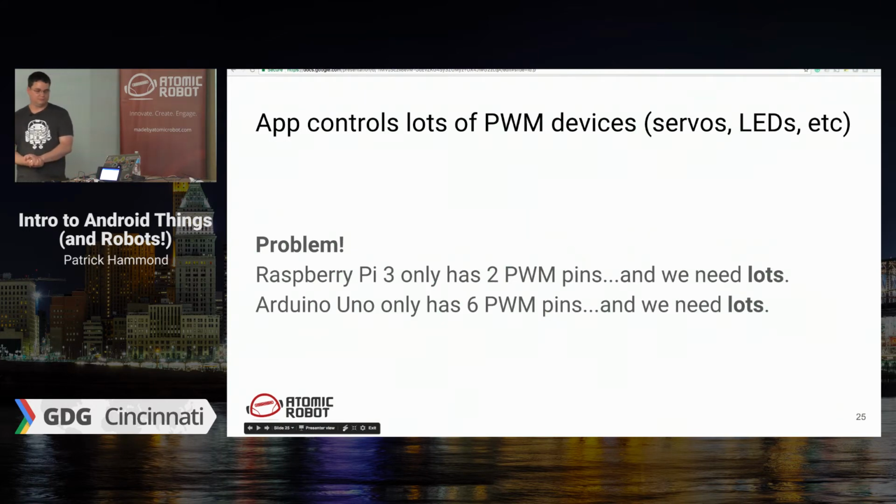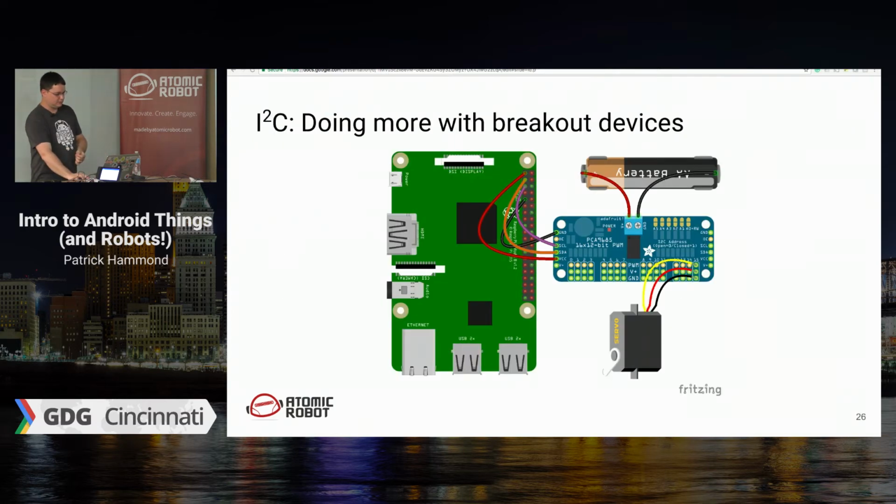Okay, so we have a problem. Our Raspberry Pi effectively had 1 or 2 pulse width modulation pins, depending on how you count it, and I want to control a lot of different things. My Arduino has 6, and that'll get me a little bit farther, but still not terribly far. This is where we start doing things with the I2C bus.